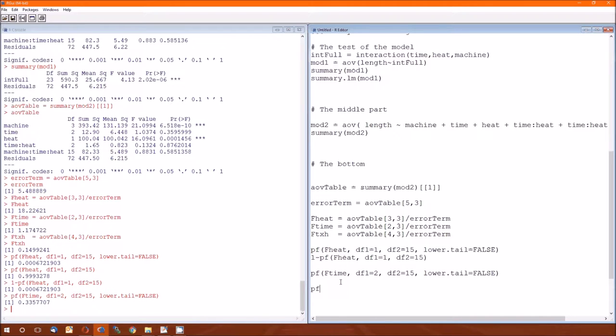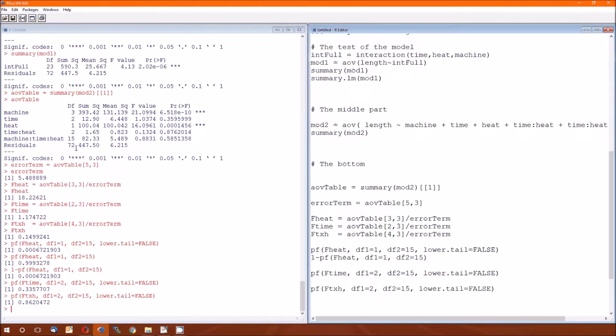And then the last one is, again, F of time by heat. DF1 is equal to the time by heat degrees of freedom for the numerator, which is 2. DF2 is still 15. And the lower tail still is going to be false. 0.86204 matches the table.